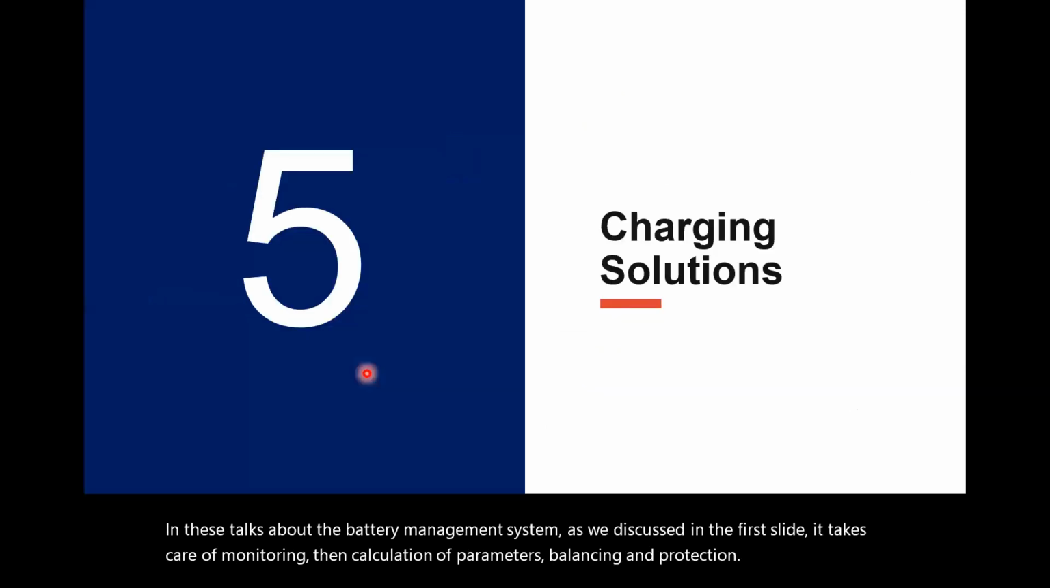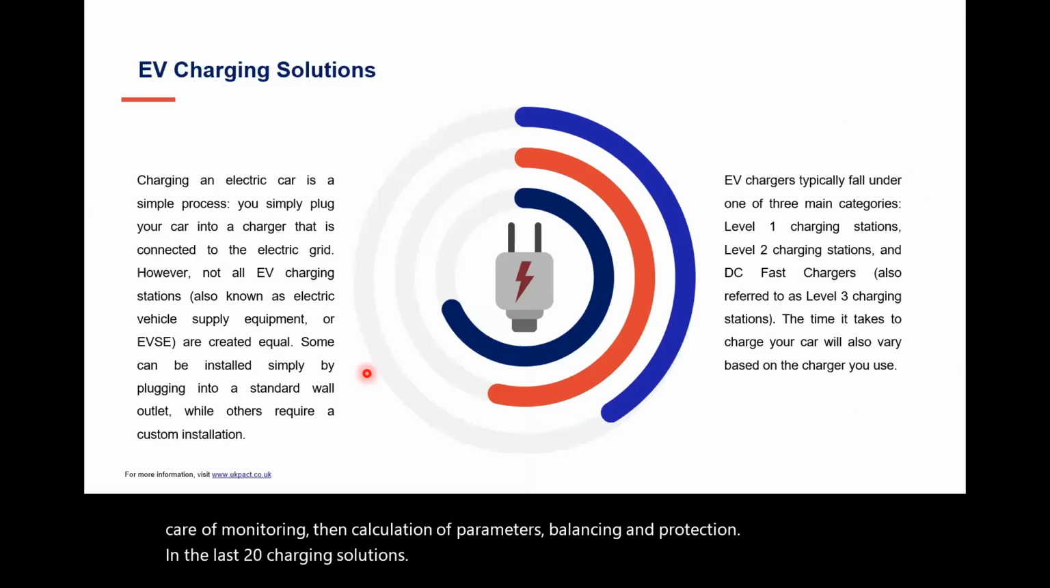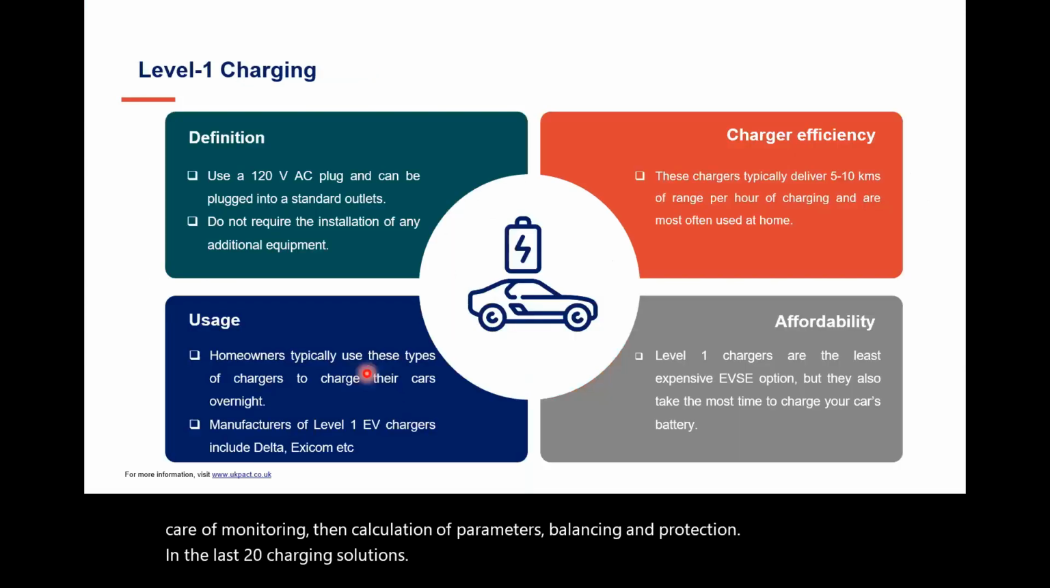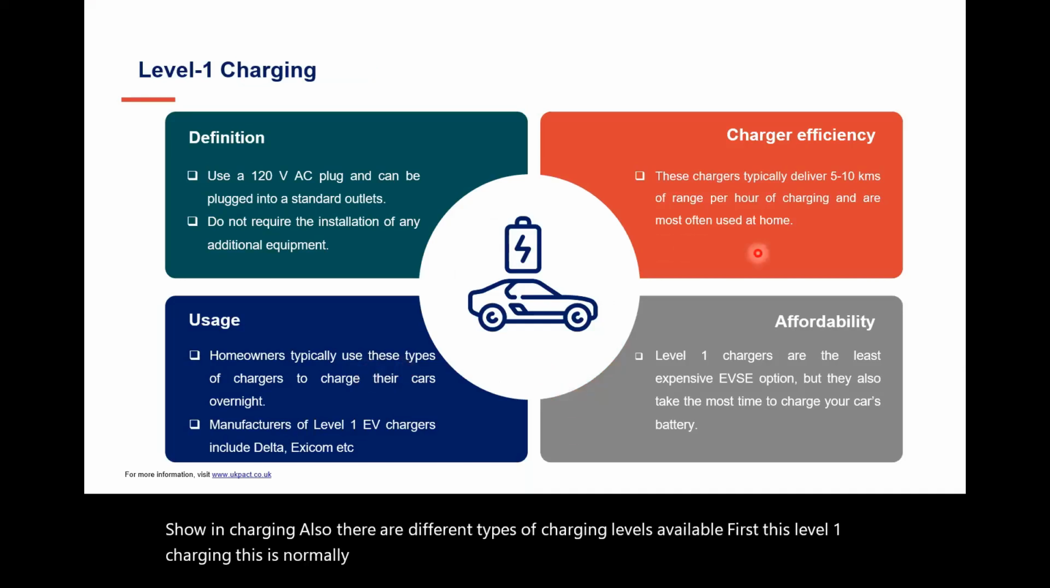And the last one is charging solutions. So in charging also, there are different types of charging levels available. First is level 1 charging. This is normally sufficient for a shorter range up to 10 kilometers, and voltage levels are about 120 volts AC or so. So this is level 1 charging.